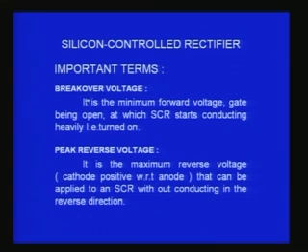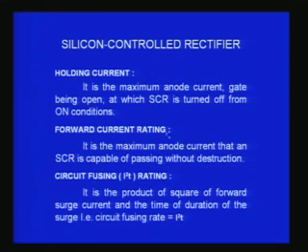Before that, I want to recapitulate some of the important points and terms. Breakover voltage I explained to you already: it is the minimum forward voltage, with gate open, at which the SCR starts conducting heavily. Peak reverse voltage is the maximum reverse voltage, with the cathode positive, that can be applied to the SCR without conducting in the reverse direction. Then holding current is the maximum anode current, gate being open, at which the SCR is turned off from the on condition. Forward current rating, circuit fusing, etc.